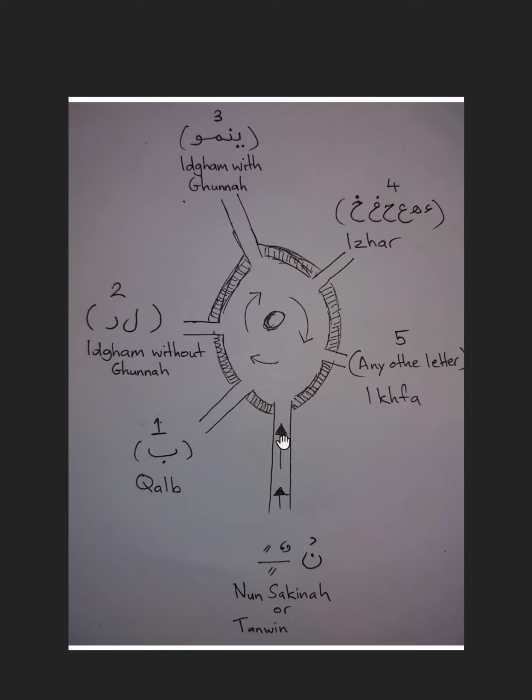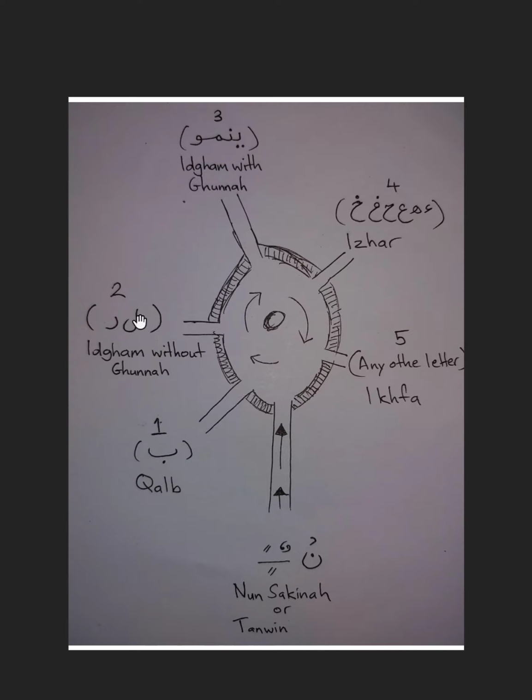You will work out the direction or the exit based on which letter comes after it. And as you can see, I've drawn here a roundabout which you enter from here, and then there are 5 other exits: 1, 2, 3, 4, 5. So what you do is, first you check the first exit. The first exit is ba. So if after Nun Sakina or Tanween you see a ba, then you will take the first exit, which is Qalb. If it's not a ba, you carry on.